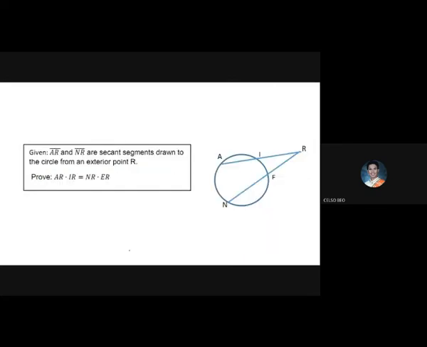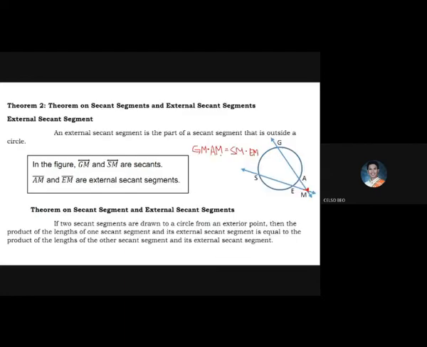For theorem number 2, this is the example I gave earlier. Let's go back to what we did. The secant GM, this one, multiplied to your external secant AM, this point here, and the product of this is equal to your secant SM, here, multiplied to external secant EM. Okay. So, now to theorem number 2.